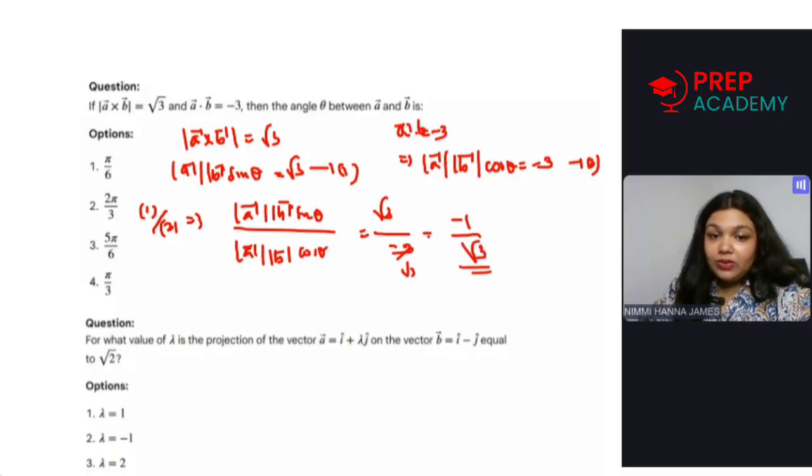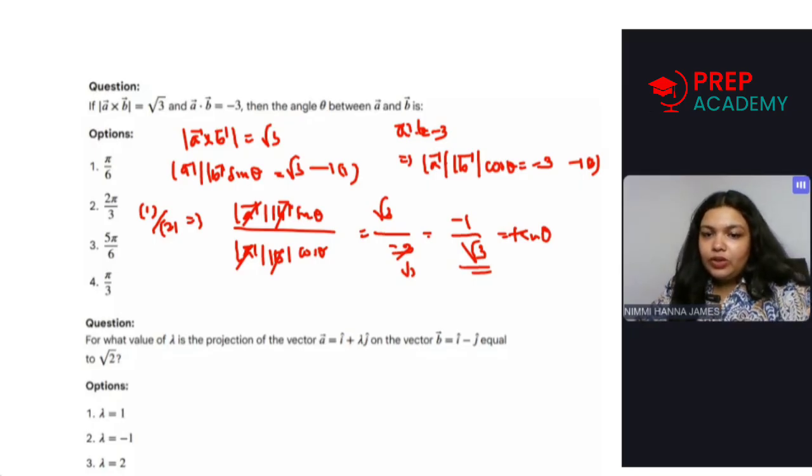So minus 1 by root 3. A and A get cancelled and B gets cancelled, so sin theta by cos theta, that is tan theta, is equal to minus 1 by root 3. From that we want to find theta. So theta is equal to tan inverse of minus 1 by root 3. Tan inverse of 1 by root 3 is pi by 6.